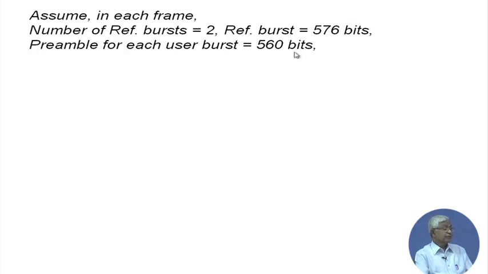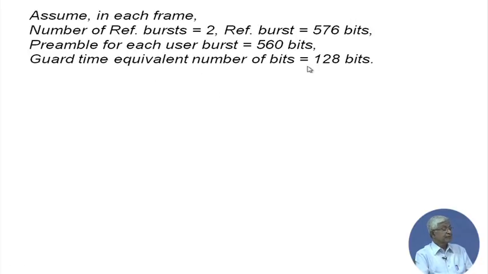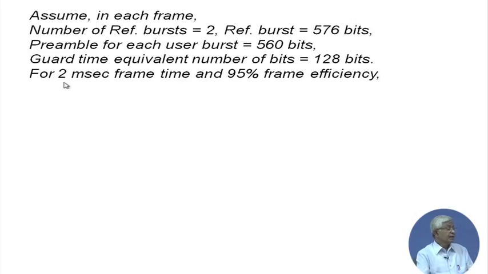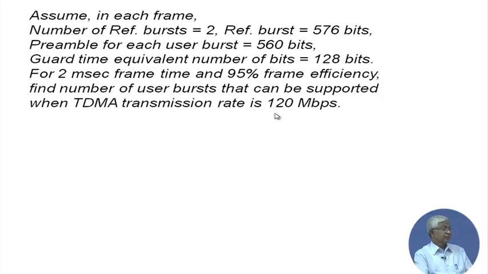Preamble for each user burst is 560 bits. The rest of the bits in a user burst are useful bits. This is the preamble bits, that is the overhead bits. So you have the reference burst bits 2 times, and user preamble n times if there are n users, and guard time equivalent bits are 128 bits. Let us take a 2 millisecond frame time and an efficiency of 95%, and of course the bit rate is 120 megabits per second, that is the transmission rate of the user burst.